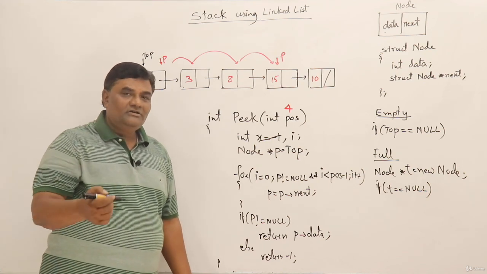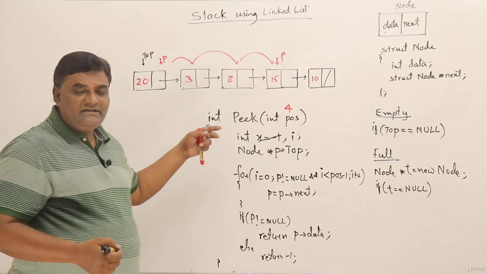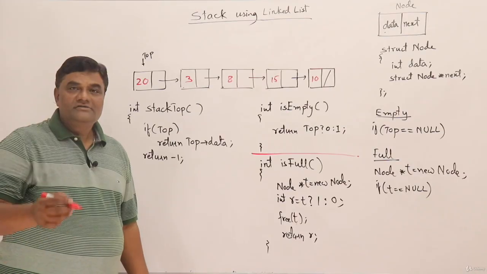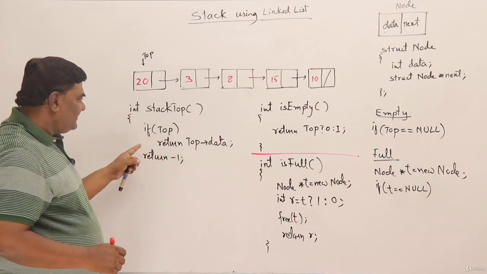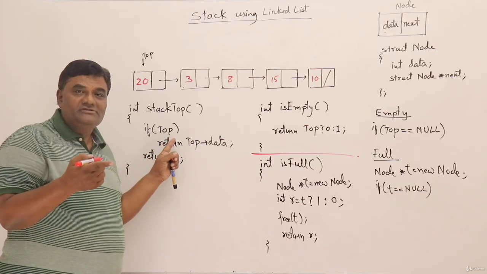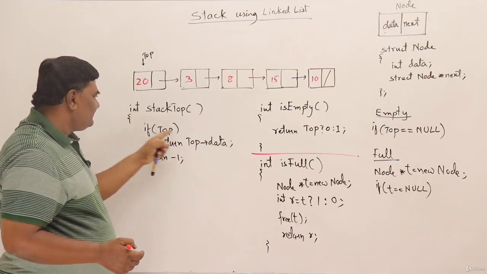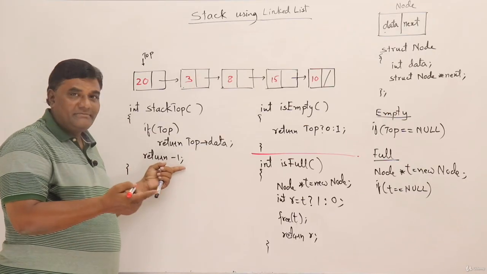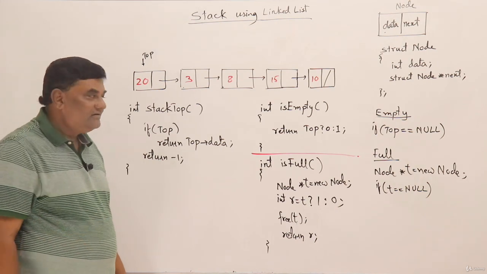Now remaining small operations are there, that is stack top, is full and is empty. I will directly write down their code and just quickly explain you. So here I have a stack top function. Stack top, if top is not equal to null, then return the data present at top. So it returns the data. Otherwise, it will come to this statement and return -1. Means data is not there and the stack is empty.